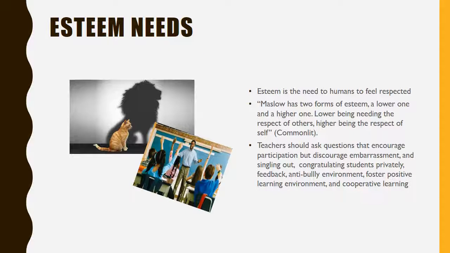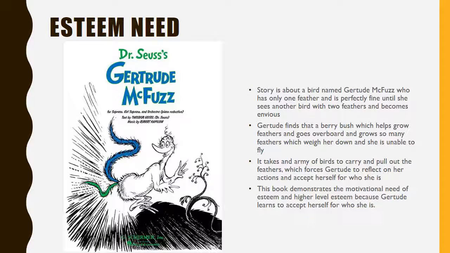The next tier is the tier of esteem needs. Maslow defined it with two different forms of esteem, a lower one and a higher one. The lower one being the need to have the respect of others. The higher form of esteem being the respect of self. In other words, esteem is just the need for humans to feel respected. In Dr. Seuss's book, Gertrude McFuzz, the book demonstrates the motivational need of esteem and higher level esteem because Gertrude learns to accept herself for who she is.